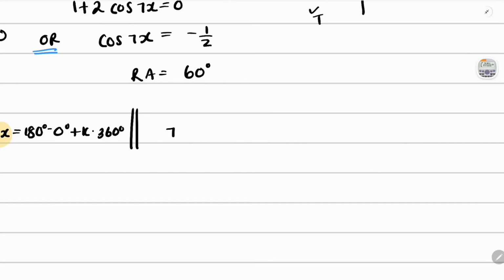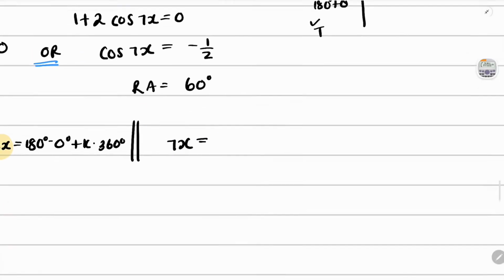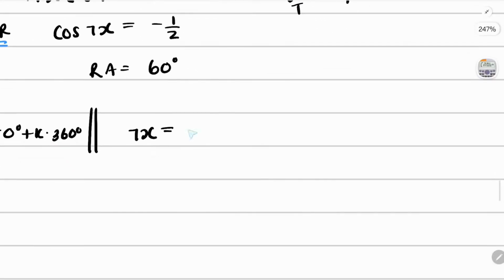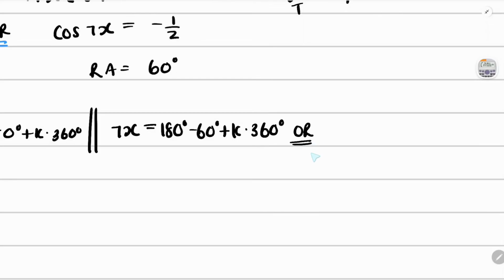So we're saying 7x is equal to, and we will use these because we know where cos is negative here. So 180 minus theta, we're not going to need the other one, but we'll still write it down. So 7x is equal to 180 degrees minus 60 degrees plus k times 360 degrees, because the cos graph repeats every 360 degrees, or again, 7x is equal to 180 degrees plus 60 degrees. Of course, that will be way too big, so we won't even consider that, where k is an element of integers.